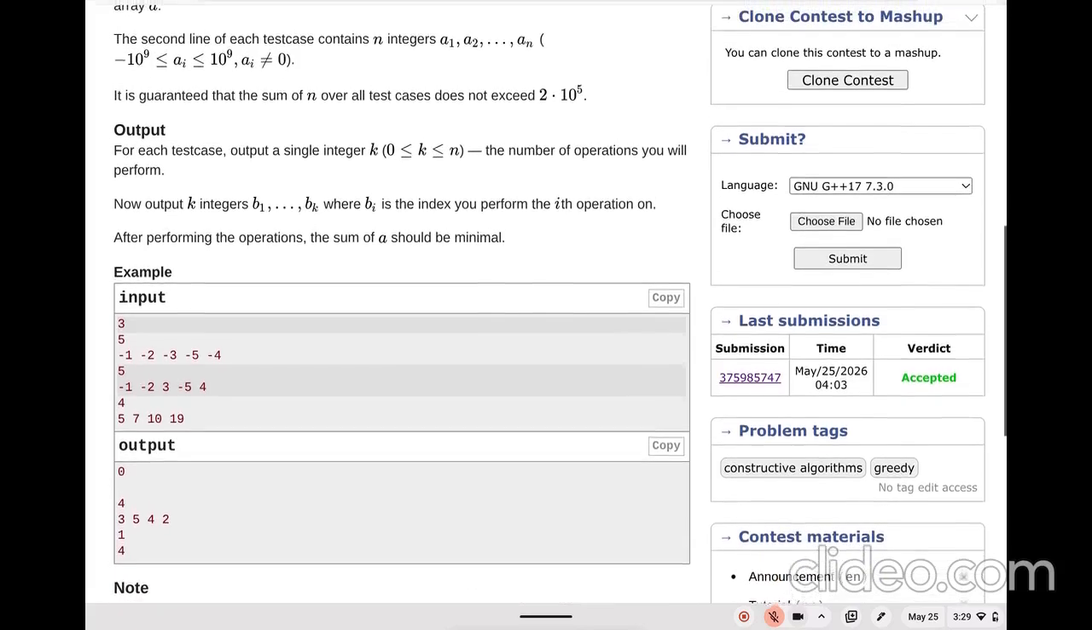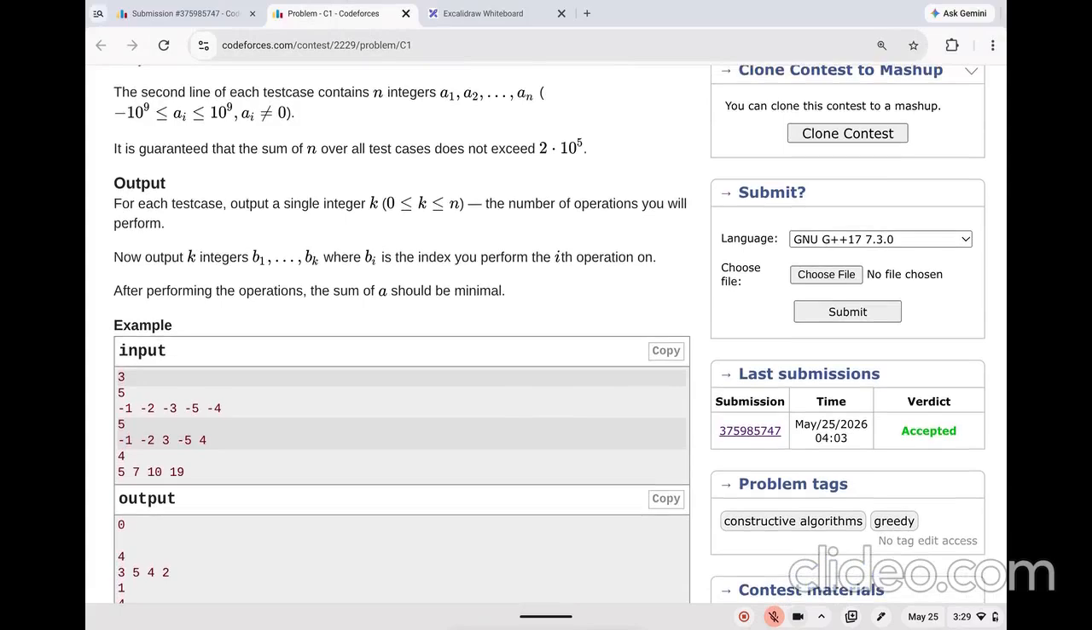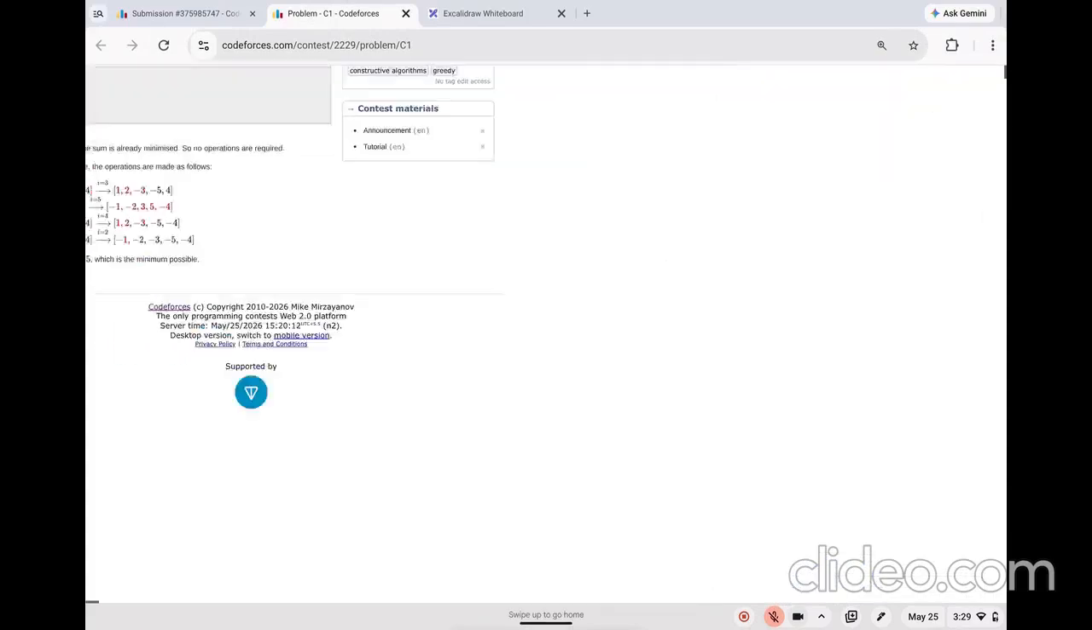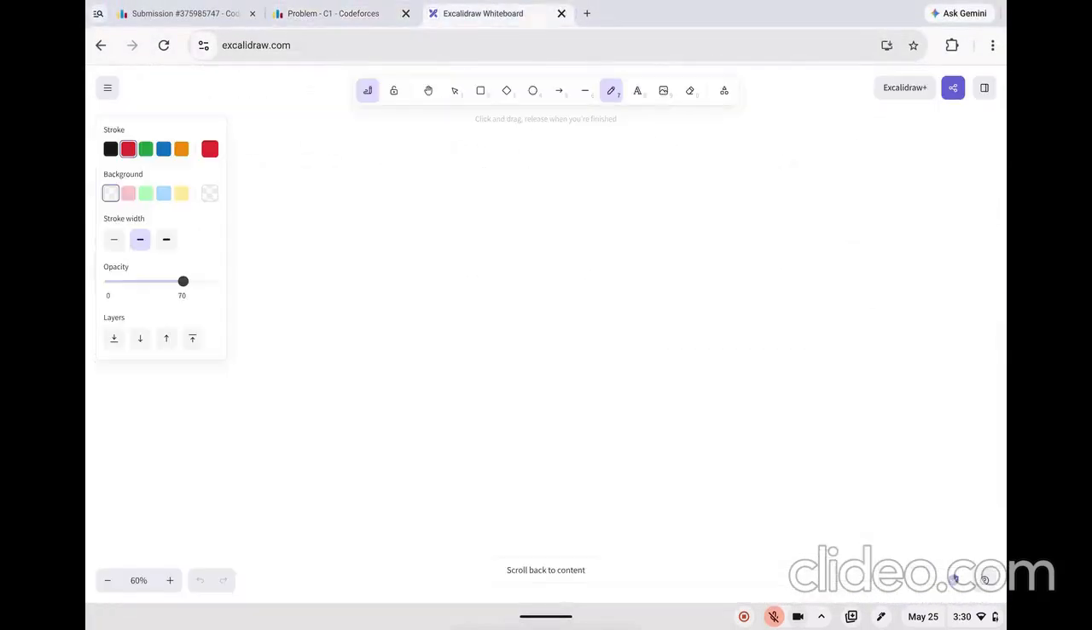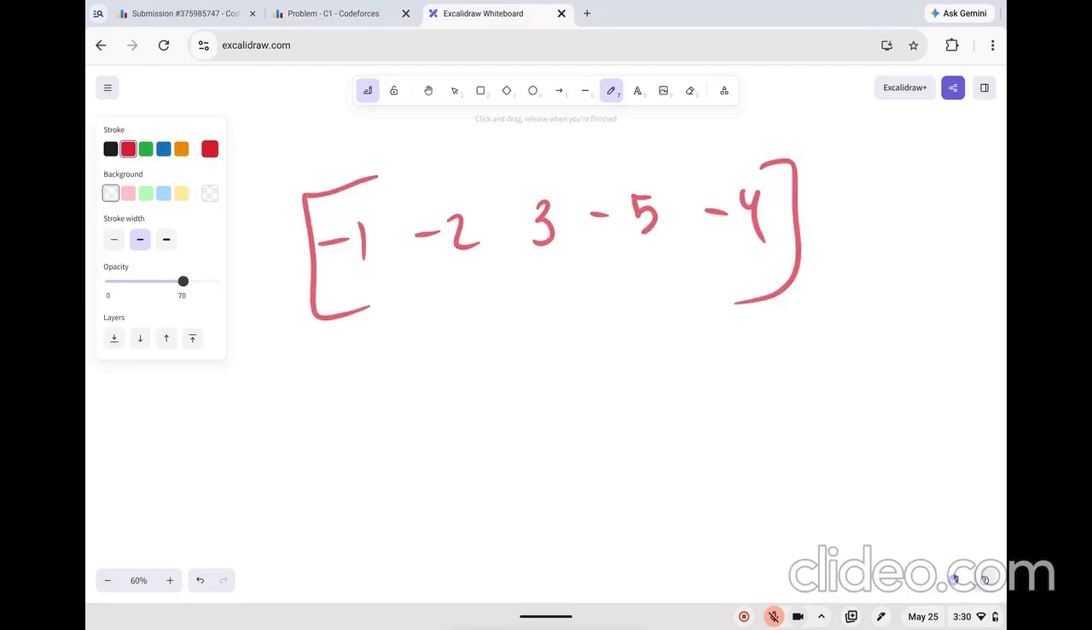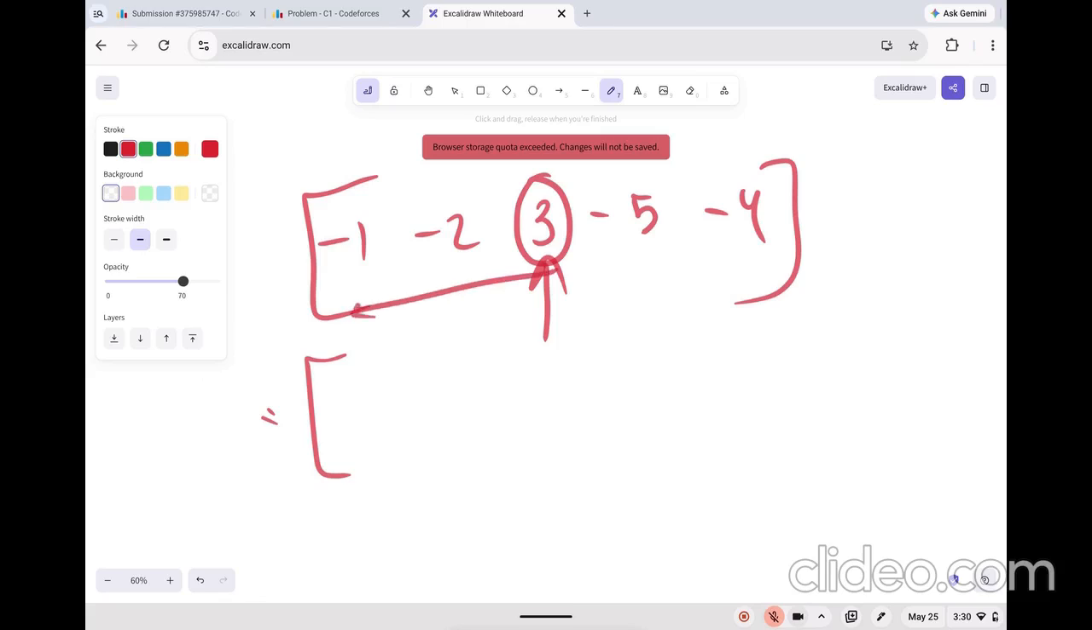So let's take a test case. Let's take the second test case, which is -1 -2 3 -5 4. Okay, so let's see what the operations can be and how we can get the minimum sum, right? First you take this element and convert every element before it, so the elements become 1 2 3 -5 and 4.